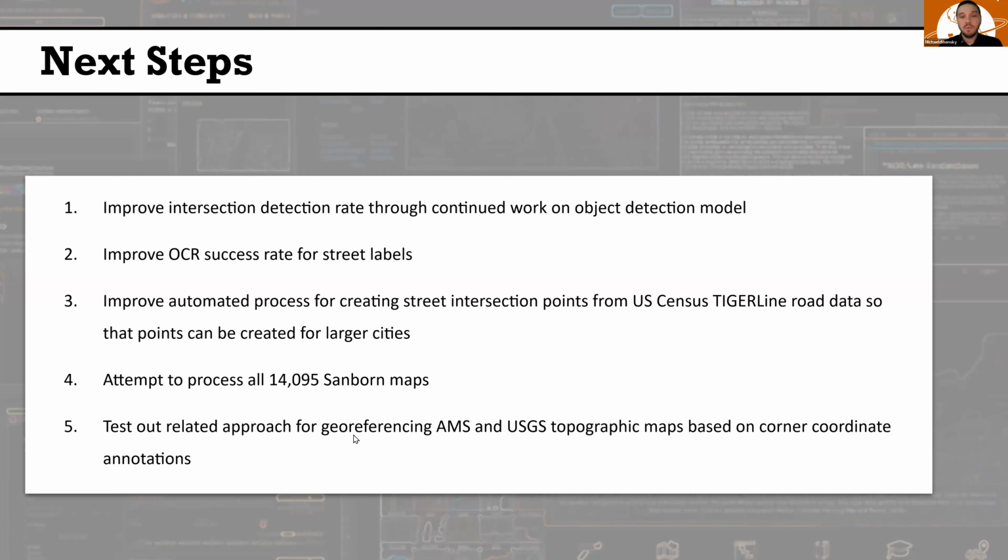And then what we've already started to do is explore how we could use a similar approach to georeference the maps in our Army Map Service and USGS topographic map collections. Everything that we've seen indicates that those maps might even be easier to georeference than the Sanborn maps. It will just take us a little bit of time to adjust our script to account for the differences in how we're extracting the geospatial information from those maps, which will be in the form of coordinates that are located at the corners of the map on the map sheet.